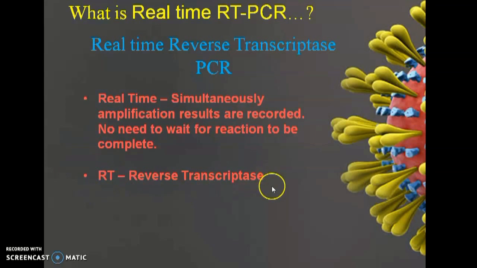It stands for reverse transcriptase, which is a unique enzyme generally used to convert RNA into DNA. Because the coronavirus contains RNA as its genetic material, and RNA itself cannot be amplified unless it gets converted into DNA, it is carried out with the help of reverse transcriptase, which makes RT-PCR different from conventional PCR, as we have discussed.